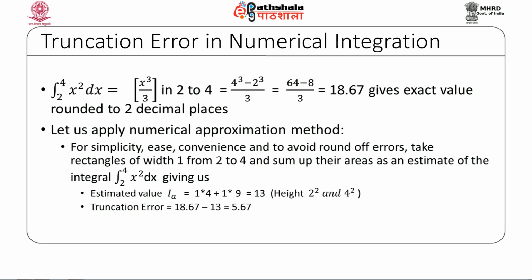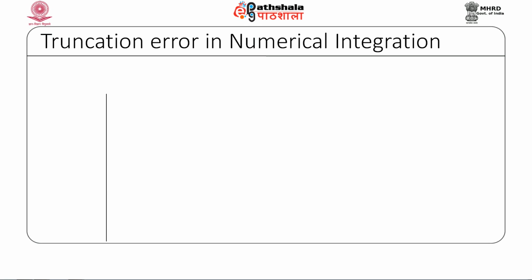So, going to the calculation, the estimated value of the integral: the width is 1, and the height of the first rectangle is f(2), which is 2 square, so 4. So, 1 into 4, plus for the second, again 1 into 3 square, that is 9. 9 plus 4 is 13. So the estimated value of the integral is 13. And what is the truncation error? The truncation error here is 18.67 minus 13, so the truncation error value is 5.67.